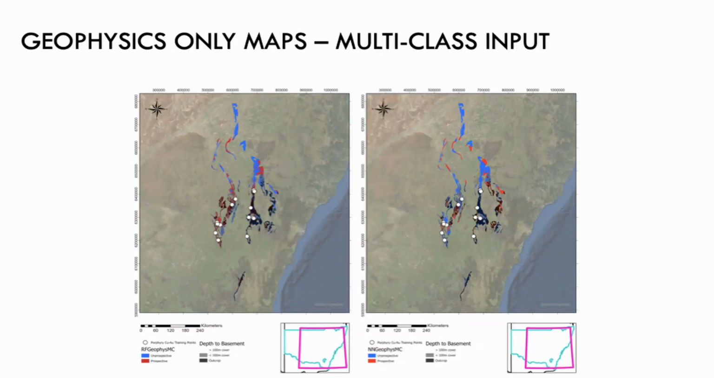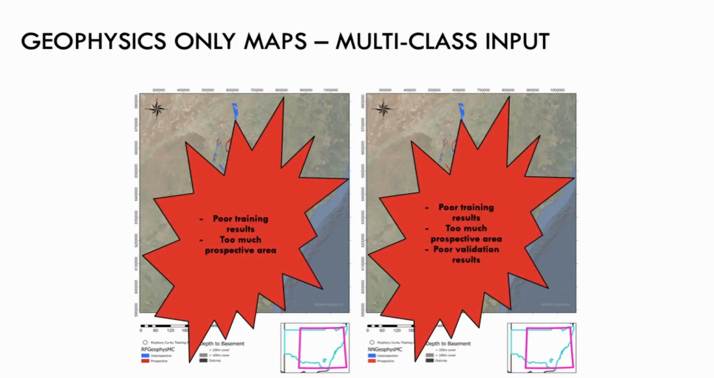Then just looking at the geophysical only input maps where there are no favourability criteria applied, again, you can start to see some prospective area in these undercover areas. But again, there's some issues with these models for various reasons, being poor training results or poor validation results.